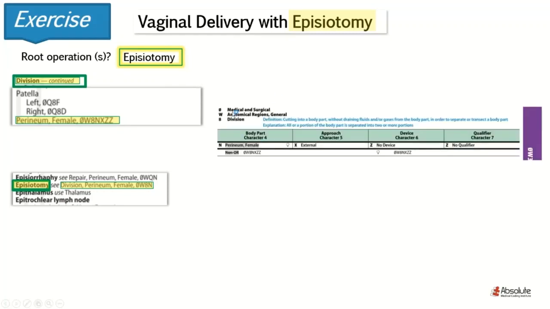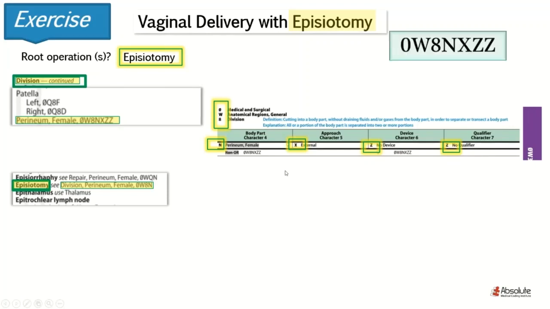We're going to go verify according to the corresponding table, 0W8. This is the code for medical and surgical anatomical regions or general. See that, coders? This is not a specific body part. This is an anatomical region, the perineum. And then division. And that is 0W8, our first three characters. Our fourth character body part is perineum. Fifth, external. Sixth, no device. Seventh, no qualifier.